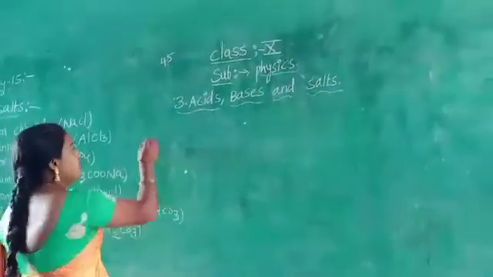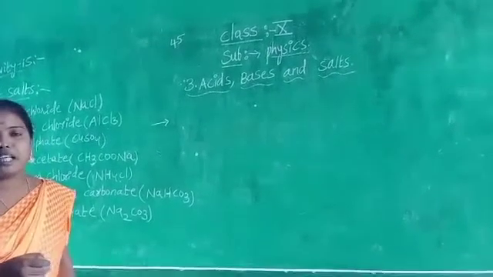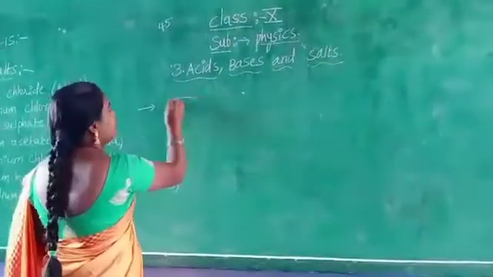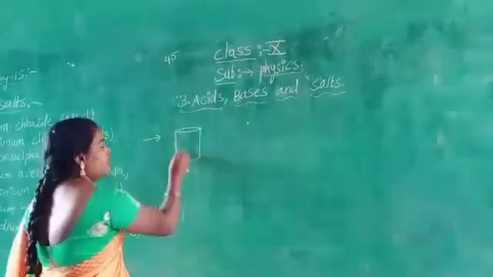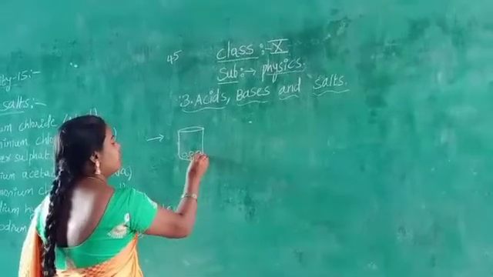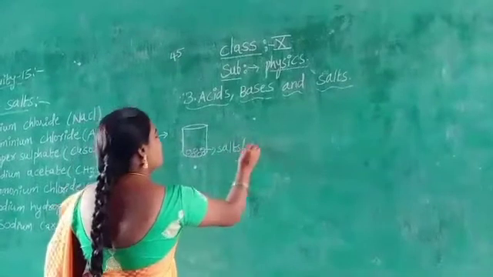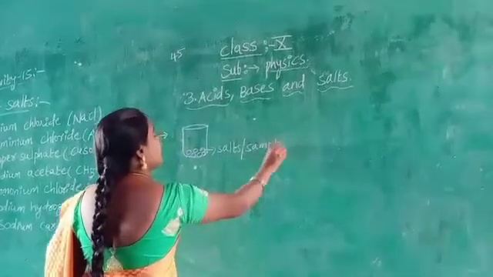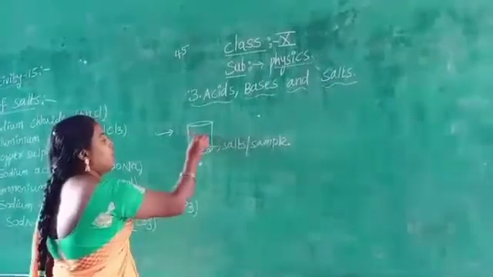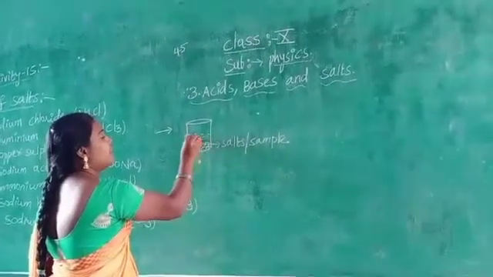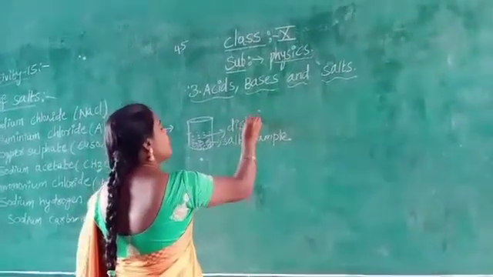First you collect all these samples from the laboratory, then you take a beaker. Then you add the salts or samples we took in activity 15 one by one. Then add distilled water to every sample.